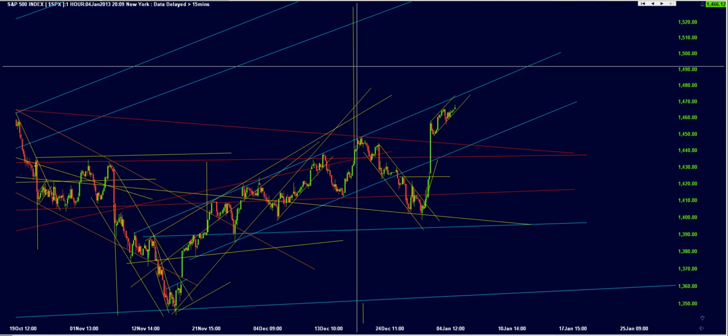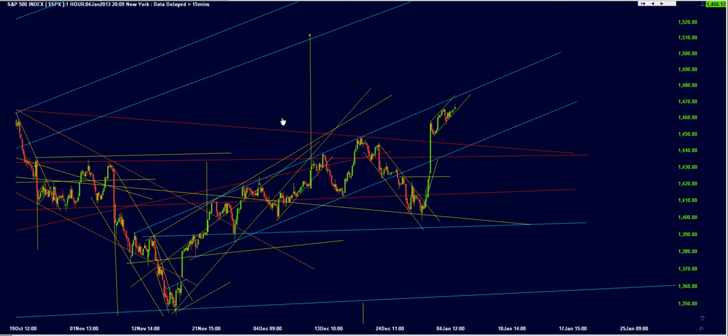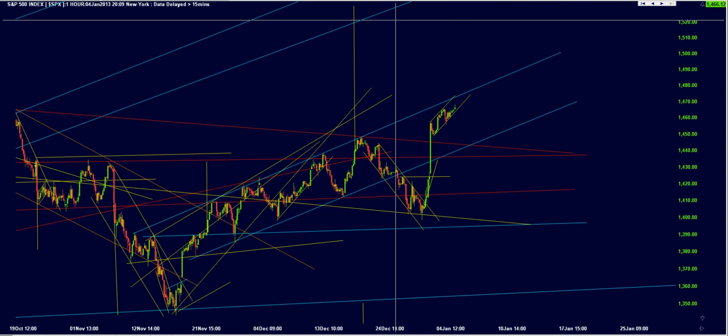What we do in this situation is we measure the depth of this pattern from the head all the way up to the neckline, around that 1435 area, and we add that onto where the market has broken out, and we have an expected target, a minimum expected target of around that 1525 or 1530 area that we should encounter in the following months ahead.